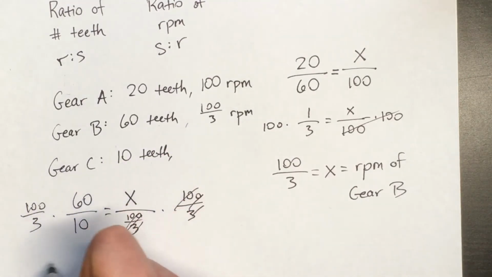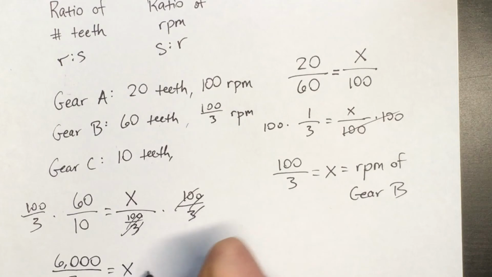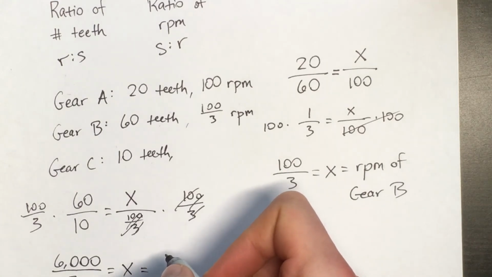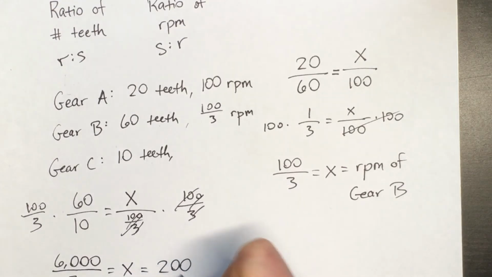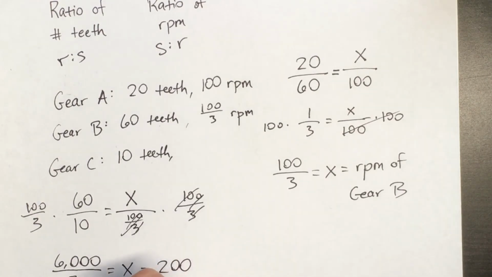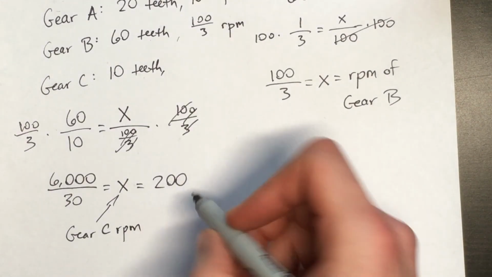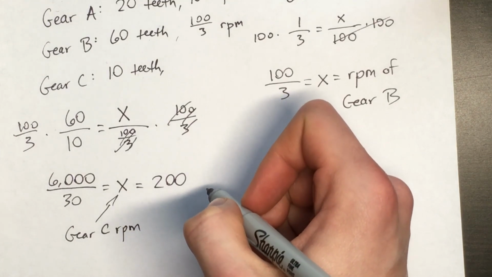So what's this? That's 100 times 60, so 6,000, right? Yeah. 6,000 over 3 times 10, which is 30, is equal to x, which is equal to 6,000 over 30. That's equal to 200. So x, which in this case we set up as our gear C RPM, is equal to 200. So that's answer choice C.